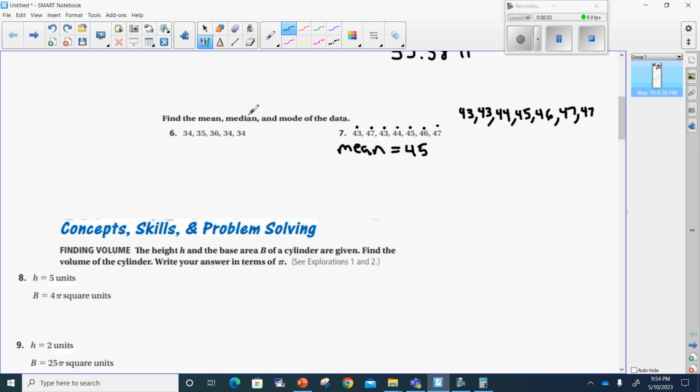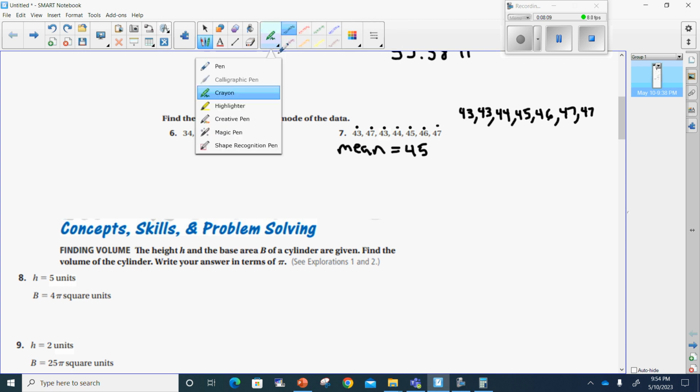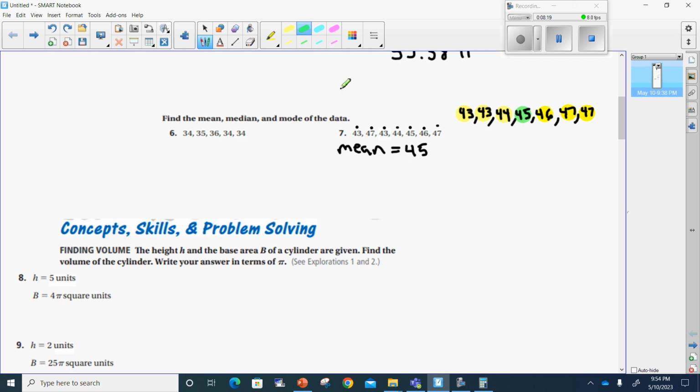Let's see, if I do this, now I got to find the middle. So I'm going to highlight each end. Knock off that one, that one, that one, that one, that one, that one. That means my median has to be 45. So the median is 45.